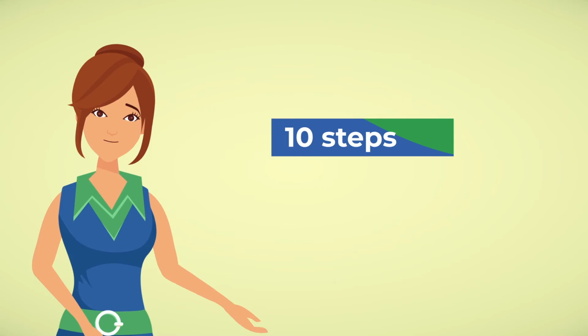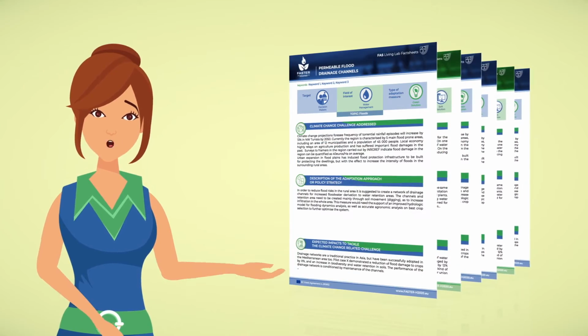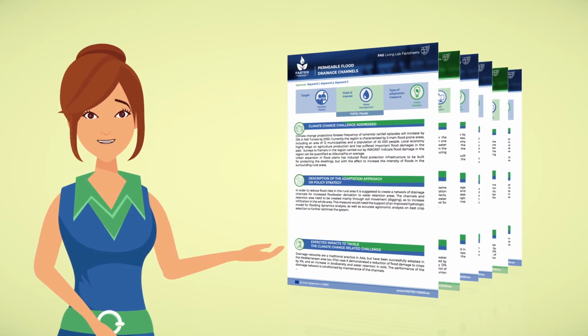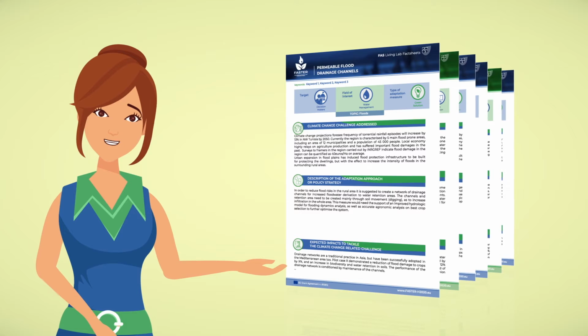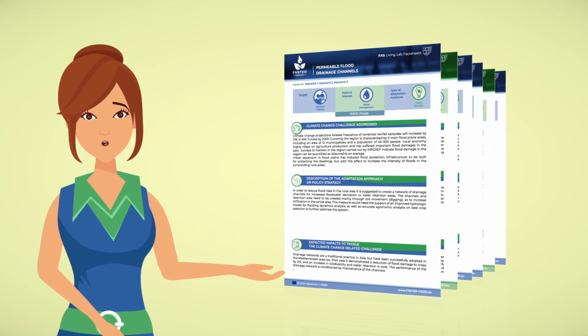This 10-step video aims to guide the working groups through the Faster FAS Living Lab Factsheet co-creation process by gathering knowledge on concrete solutions for adaptation to climate change.